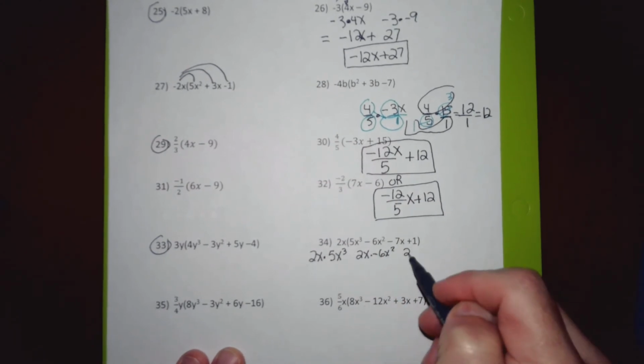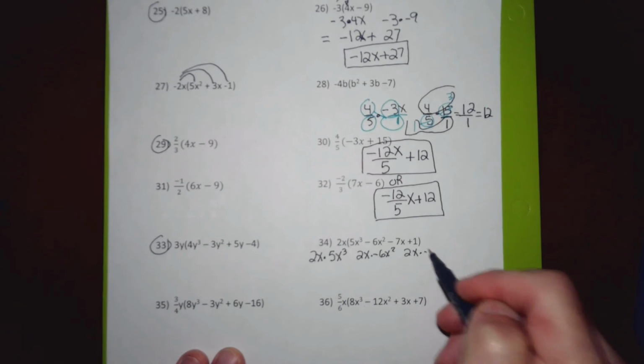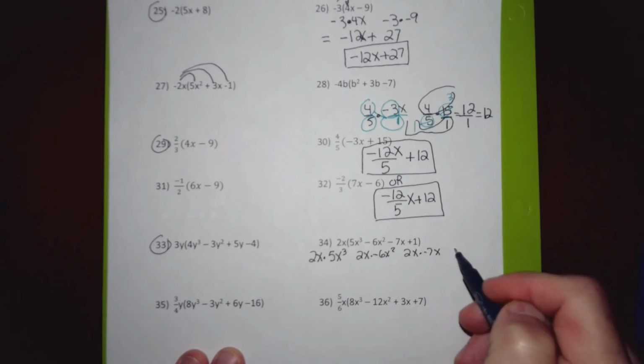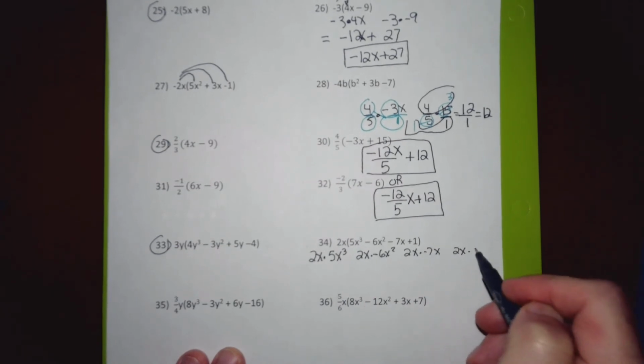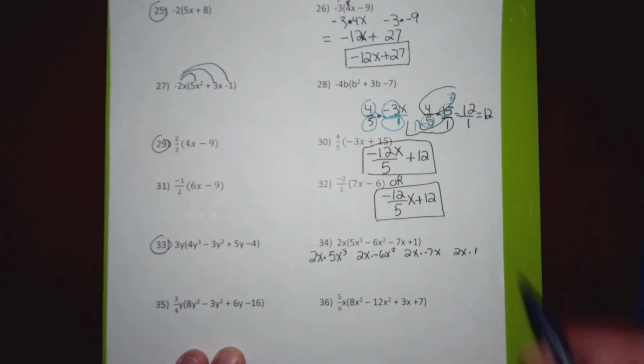I need to multiply 2x times negative 7x. And I need to multiply 2x times 1. I usually wouldn't show this line, I would just do it in my head, but I want to emphasize what I'm doing just in case this is new for you.